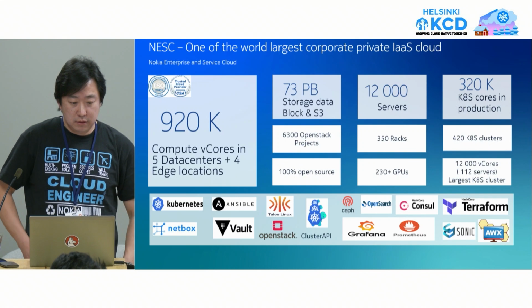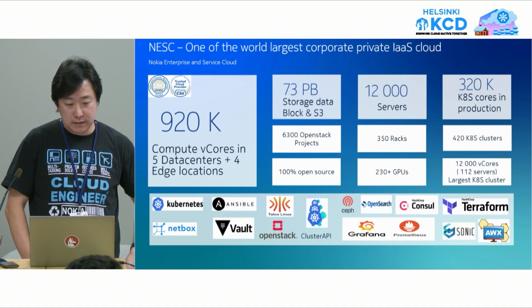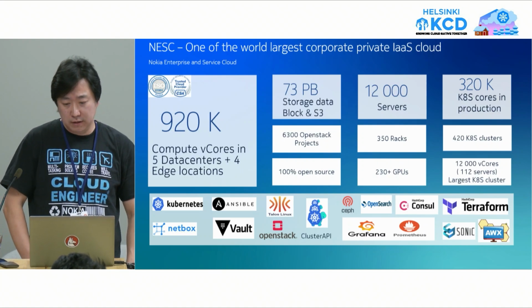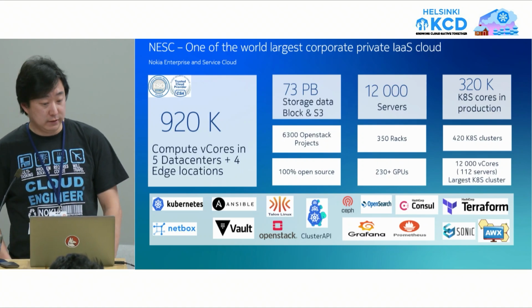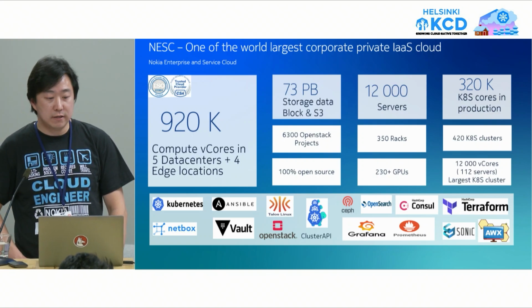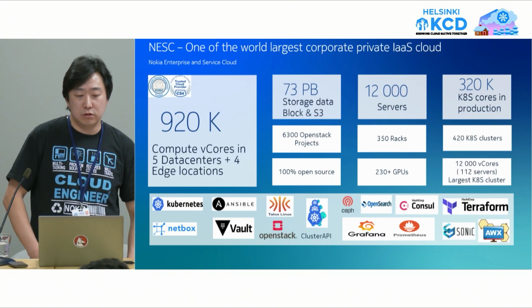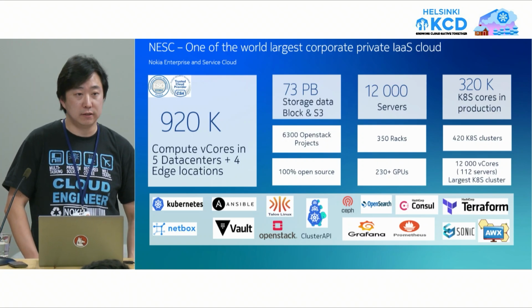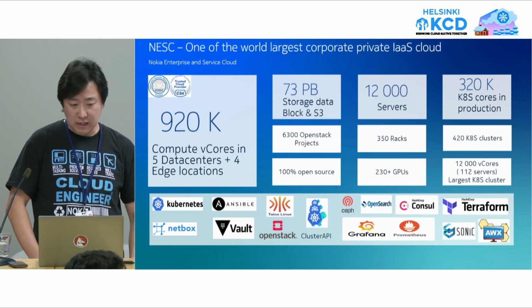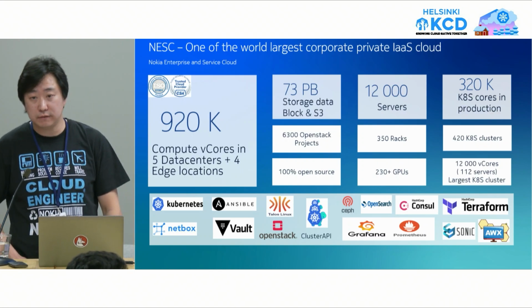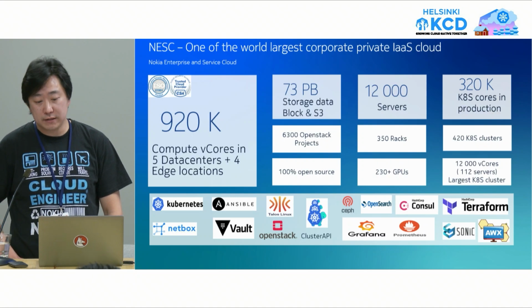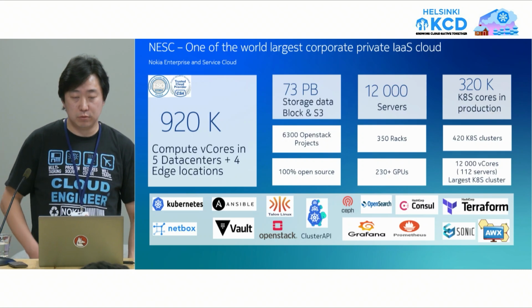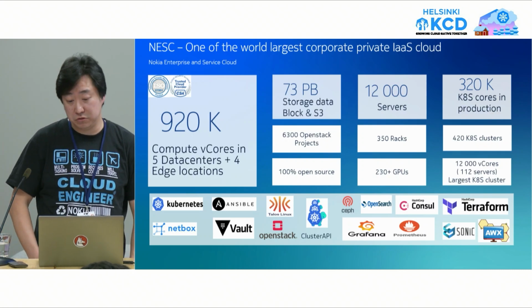Then what is NESC? Nokia Enterprise and Service Cloud. It's probably one of the world's largest corporate private cloud offerings of infrastructure as a service. We have globally 5 data centers plus 4 edge locations. From a compute CPU capacity point of view, we have around 920,000 virtual cores. That translates to around 12,000 servers in 350 racks. On top of that, we have around 230 GPUs supporting machine learning and AI use cases.